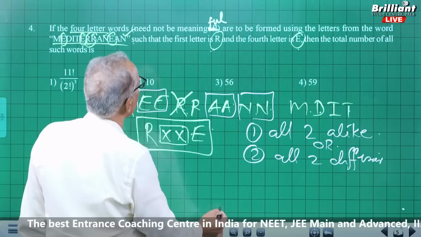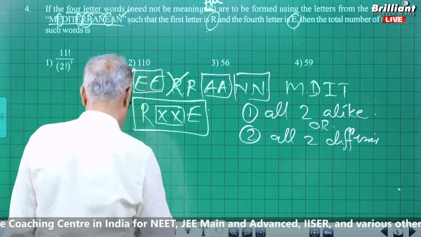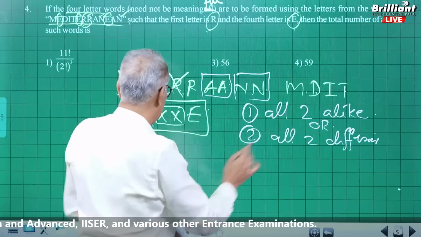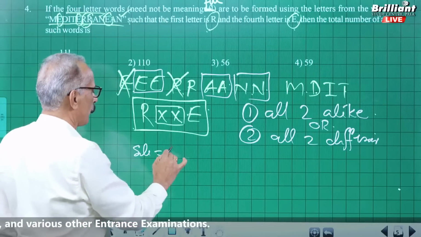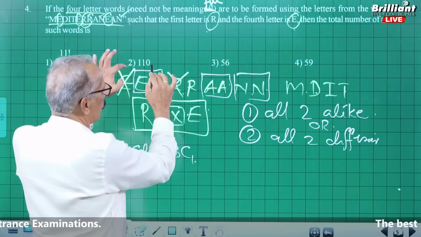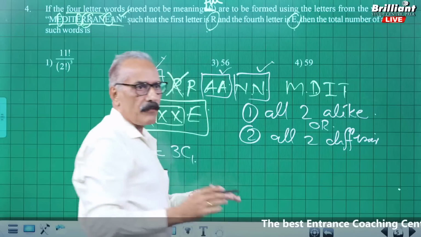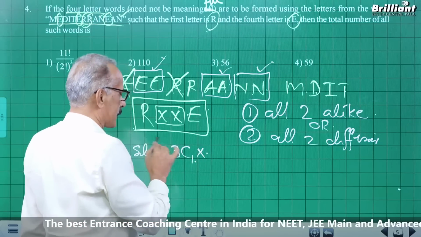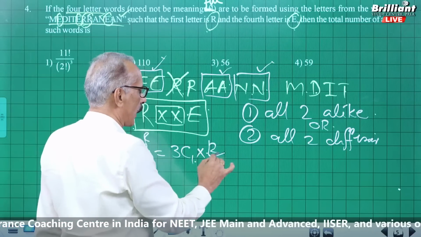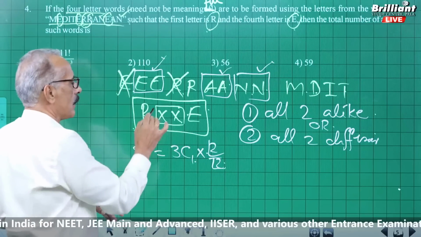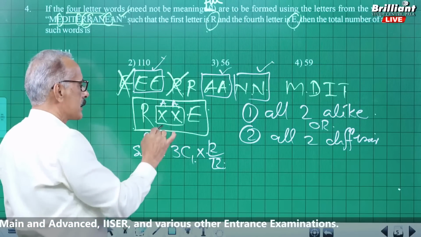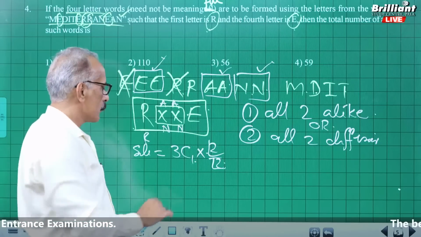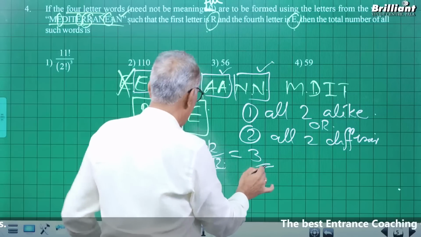Let me erase the board. So 3 alike. I want only 2 alike. So the selection will be equal to 3C1. There are 3 blocks which will give you 2 alike, and we need 1 block. So that will become 3C1. And the arrangement is 2 factorial by 2 factorial. That means, for example, this can be sometimes AA, sometimes NN, sometimes EE. So this is 3C1, that is 3 only, into 1.